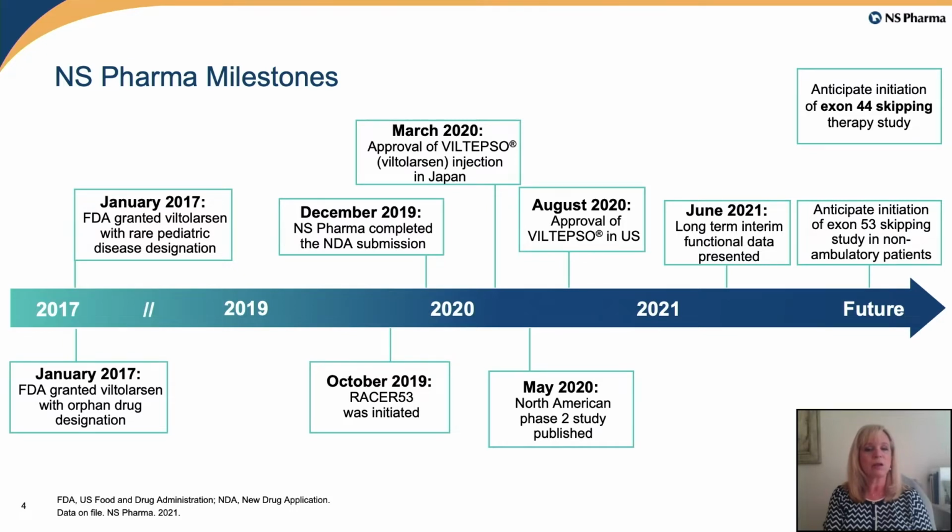Presently, we have information on our long-term data, its interim functional data, which will be presented today at this conference. Come the future, we anticipate initiation of another trial with Viltepso, this one looking at exon skipping in both ambulatory and non-ambulatory patients, and patients who are over the age of 8. And also in the near future, we anticipate initiation of another exon skipping type, exon 44 skipping. Next slide, please.